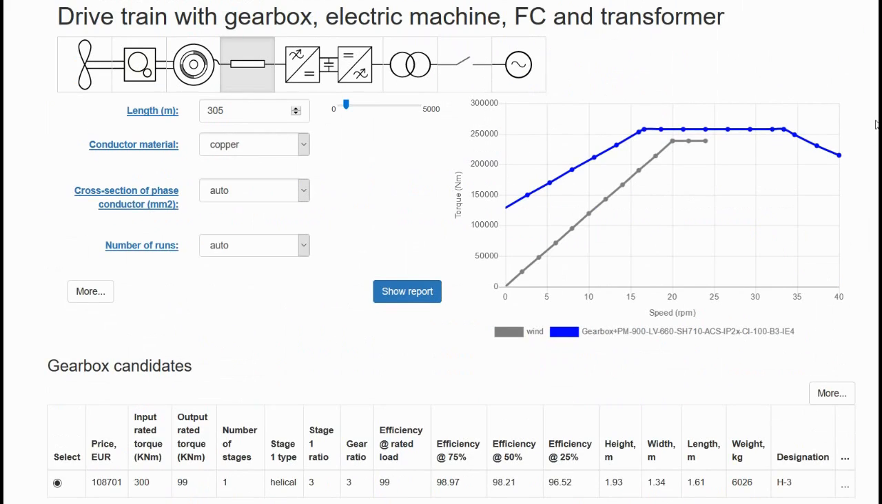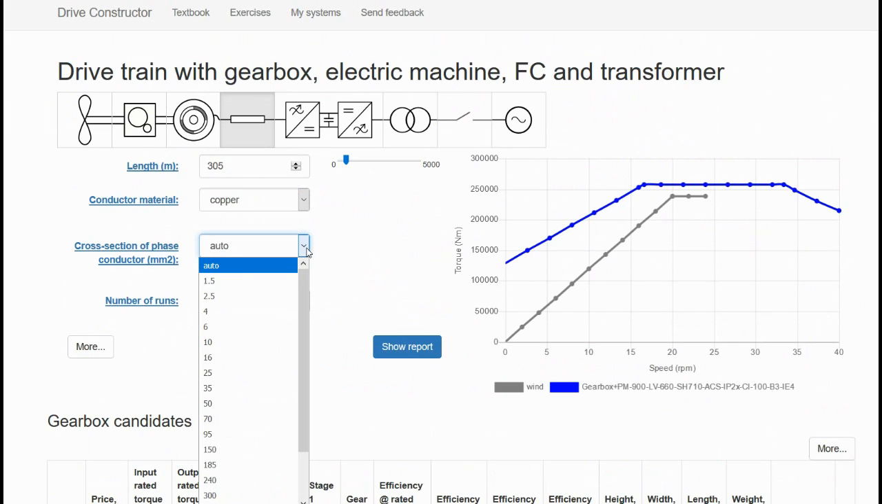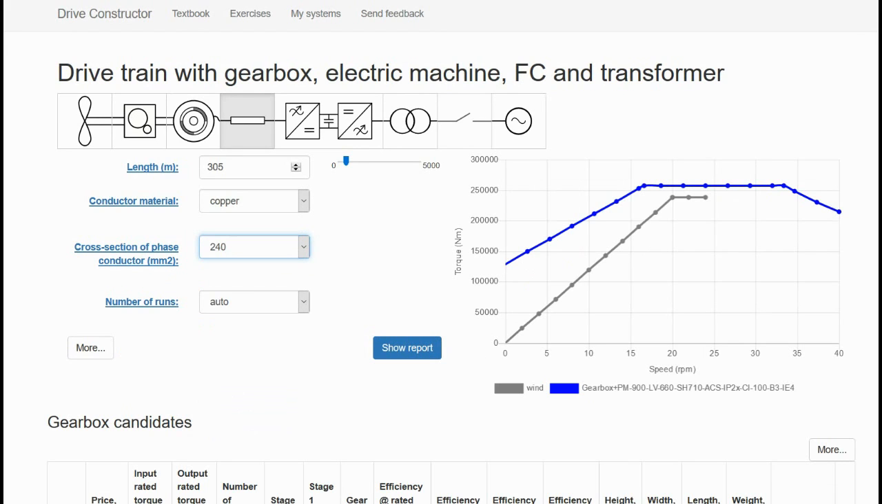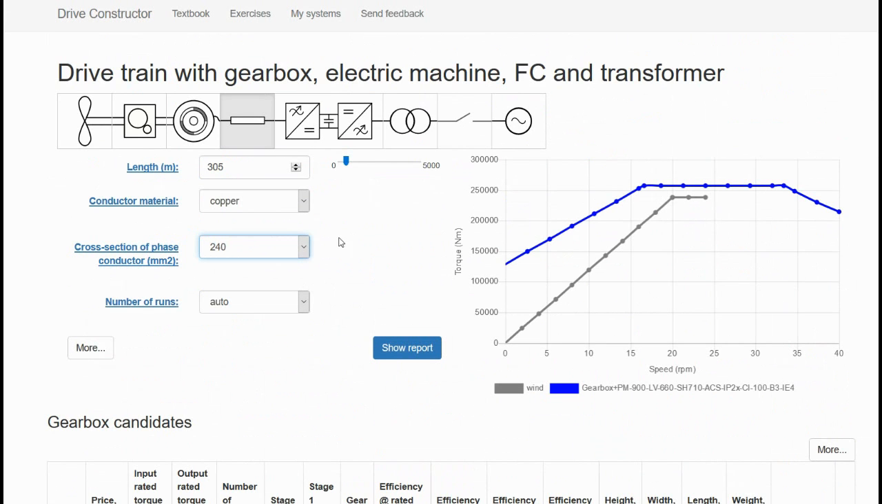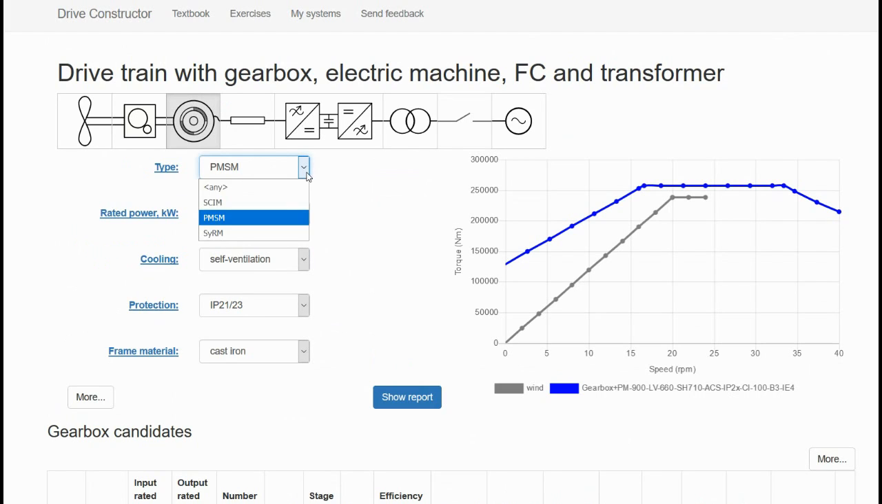The cross section is a bit too low. We go in and increase it to 240 square millimeters, and now efficiency is a bit higher than it used to be. So we can even go and increase it further and check again what happens. We can also try to reduce cost by choosing squirrel cage induction motor instead of permanent magnet machine, and do similar things.